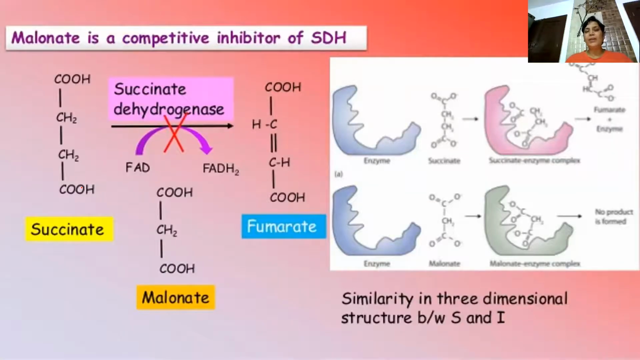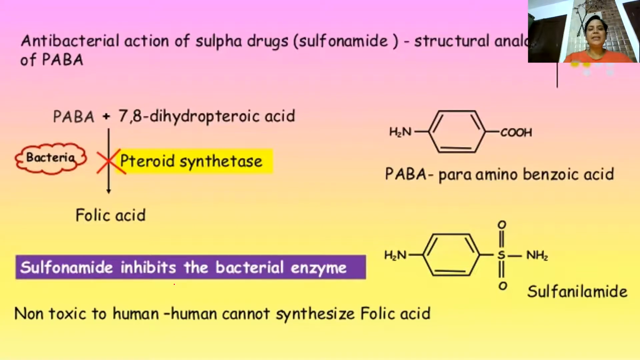For example, malonate is a competitive inhibitor of succinate dehydrogenase, an enzyme of the TCA cycle. Basically, there is a structural resemblance between malonate and succinate. So if succinate dehydrogenase takes malonate, no fumarate will be produced. Is it clear? Then another therapeutic use: the antibacterial action of sulfa drugs, which are structural analogs of PABA, para-aminobenzoic acid. Here again you can see there is structural resemblance, so this synthetase won't work. So sulfonamides will inhibit the bacterial enzyme. However, they are non-toxic to humans because humans cannot synthesize this folic acid. So this is another very important example of competitive inhibition.